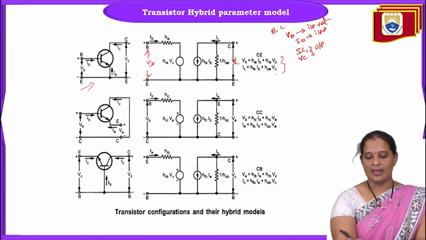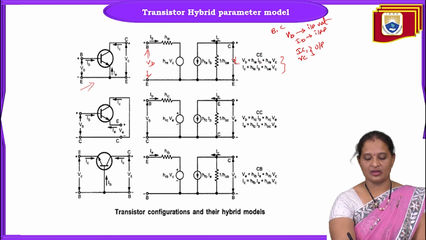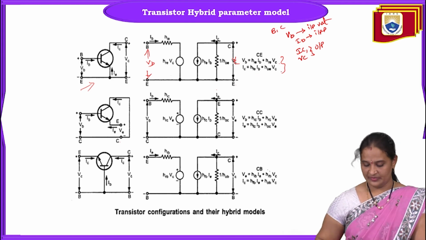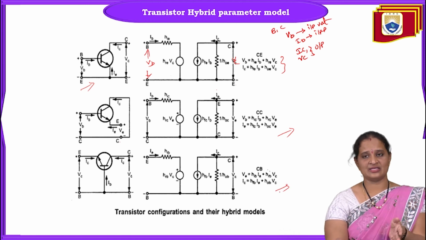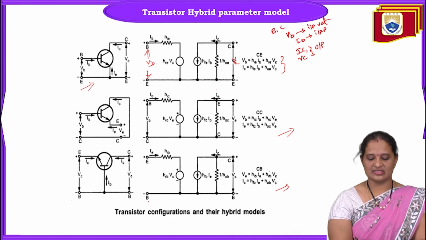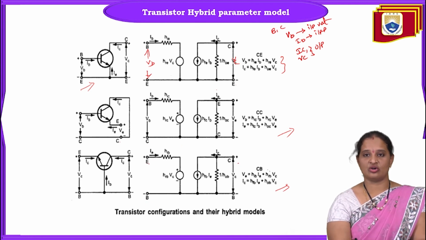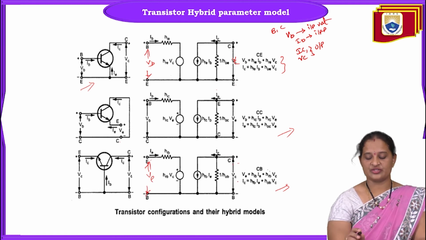And these are the mathematical equations. VB is equal to HIE into IB plus HRE into VC, and IC is equal to HFE into IB plus HOE into VC. Similarly, for the remaining two configurations, the only thing is we are adding a subscript based on the configuration. So in common base, base is the common, emitter is the input and collector is the output. So base is the common terminal, emitter current IE, and the voltage will be considered as VE, whereas the collector is the output terminal and the voltage will be considered as VC.